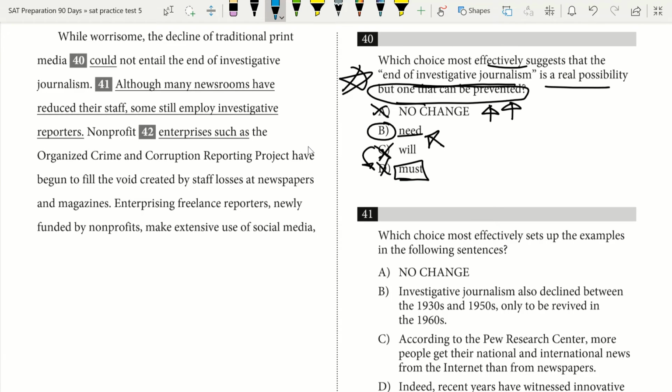Today I have two SAT writing tips and tricks for you. One dealing with commas and "such as" statements, and the other dealing with how to effectively set up examples in the following sentences.